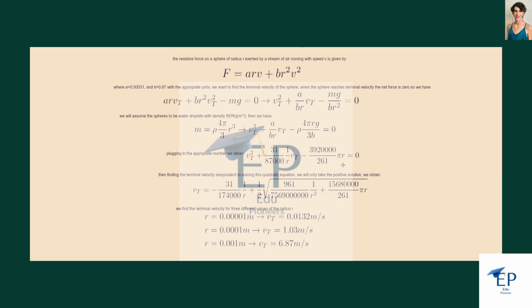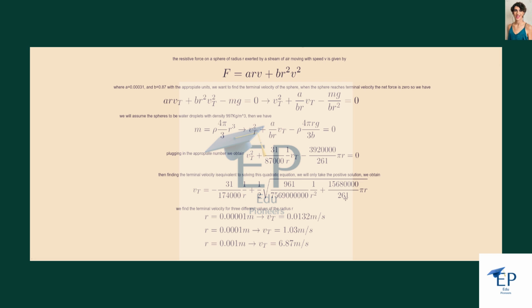And we'll only take the positive root of this polynomial because we're only interested in physical solutions. Using the quadratic equation, we find that the terminal velocity is going to look like this as a function of the radius of the spherical object. We have a 1 over r here, a 1 over r squared, and a term proportional to r inside the square root.